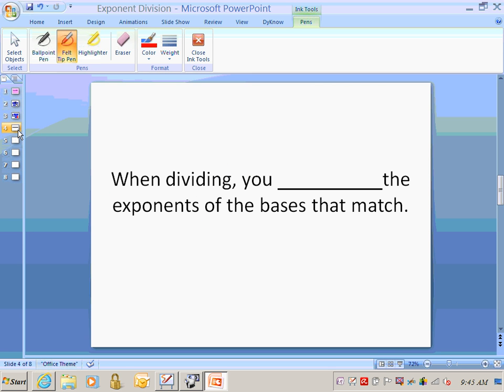Okay, so when dividing you subtract. Good. So let's do a couple.